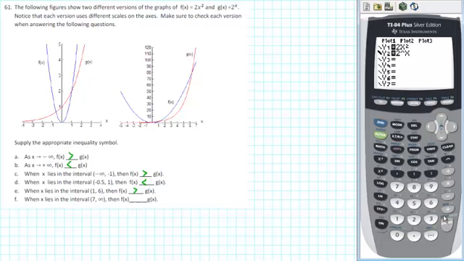Next, we need to create a good viewing window. So let's go to Window, and we want to explore what happens when x lies in the interval from 7 to infinity. So let's select x minimum to be 7. We'll leave x maximum as 10. And rather than selecting values for y min and y maximum, we'll use zoom fit.